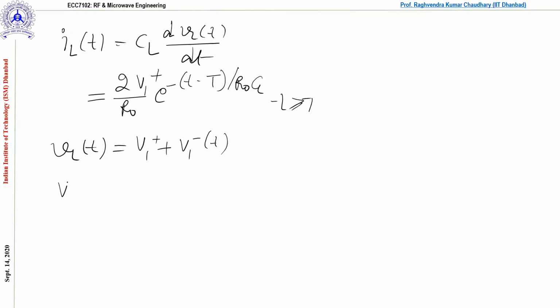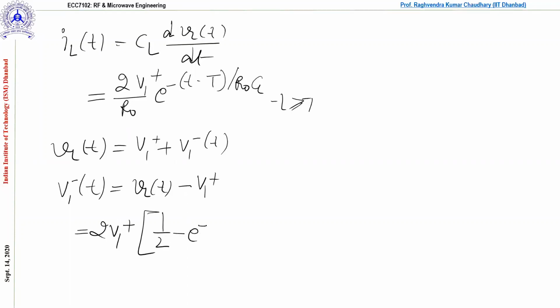And VL as a function of time, we have seen that V1 plus V1 minus is a function of time. Now here we can find the reflected wave. The reflected wave will be VL as a function of time minus V1 plus. So if you rearrange all those things, you will have 2V1 plus times a half minus e to the power minus (t minus capital T) over R0 CL, from t equal to T.